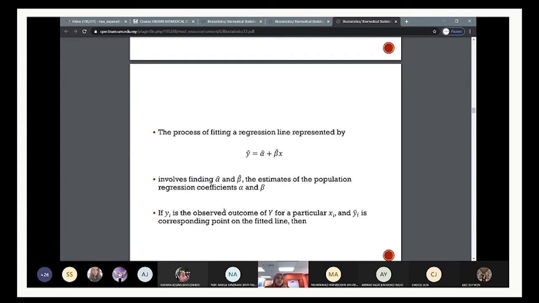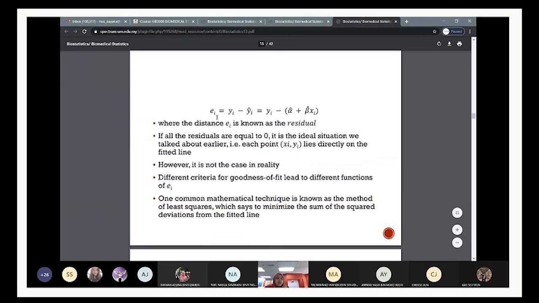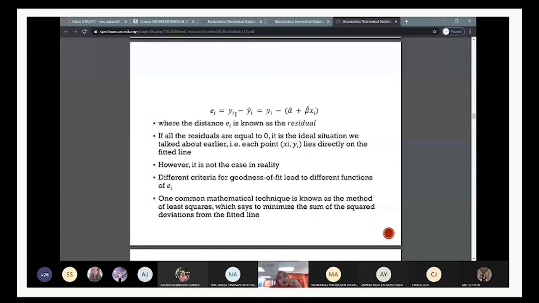If y is the observed outcome for a particular x, and y hat is the corresponding point on the fitted line, how do we calculate the error? The error is the actual value of y minus the y value on the line. So it's equivalent to the actual value of y minus the predicted intercept plus the predicted slope times xi.